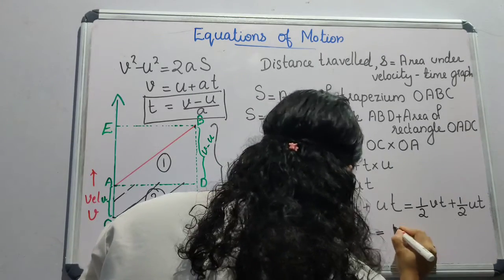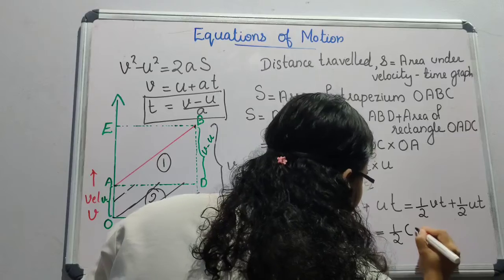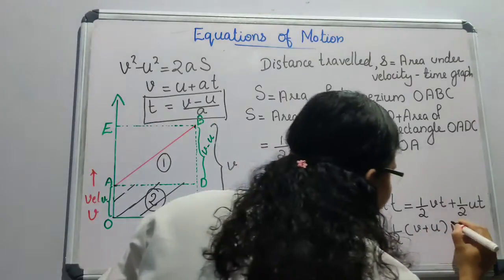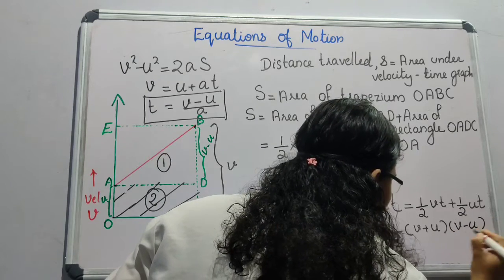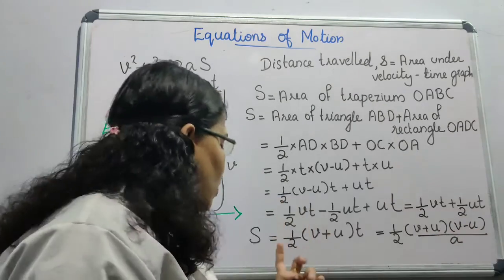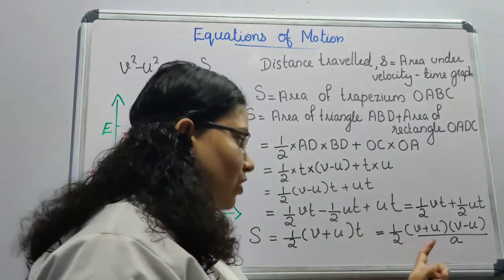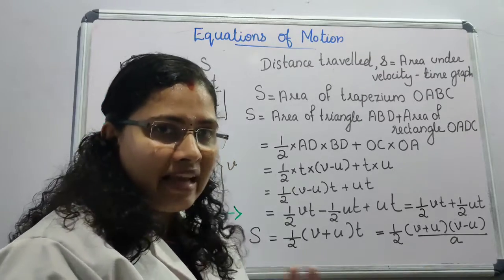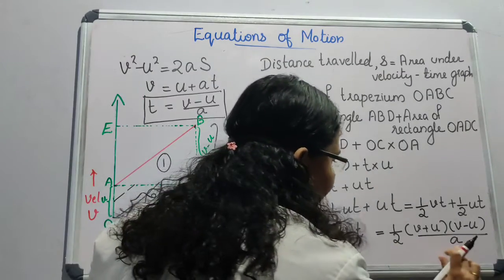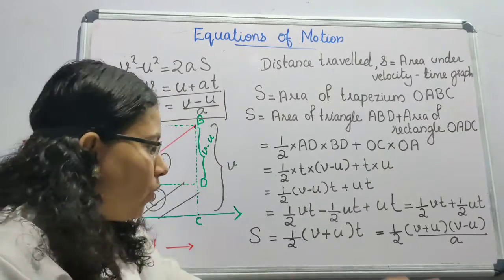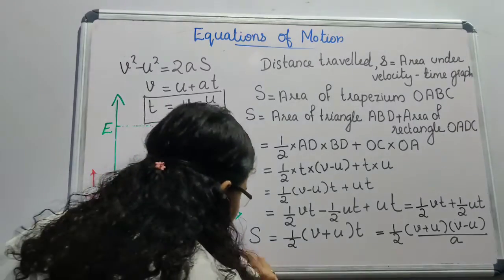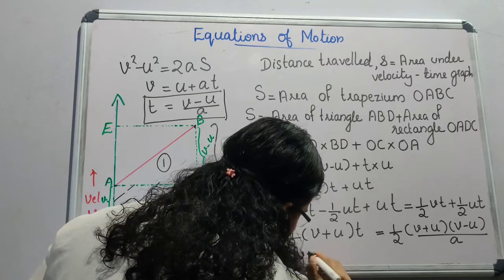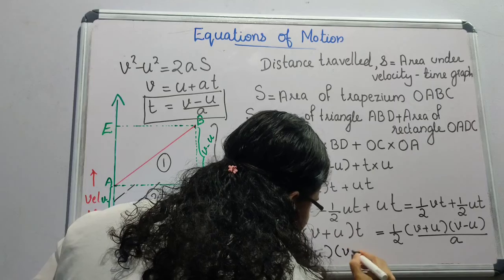So, instead of T, I am going to write half into V plus U into V minus U by A. So, we will be getting S is equal to half into V plus U into V minus U divided by A. Okay. Shall we rearrange this? 2A is there in the denominator. When it comes to the left hand side, it becomes 2AS is equal to V plus U into V minus U.